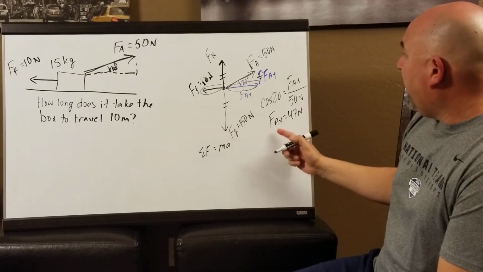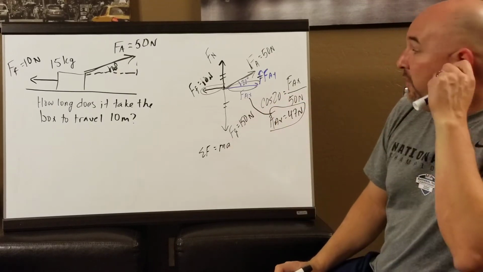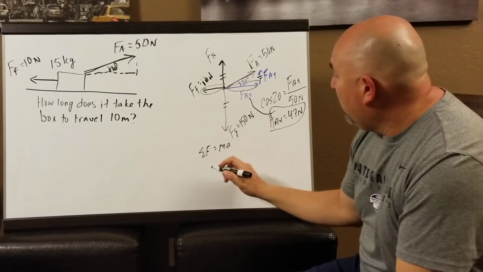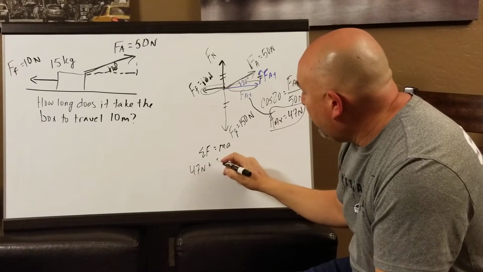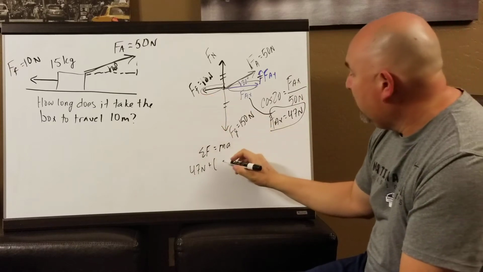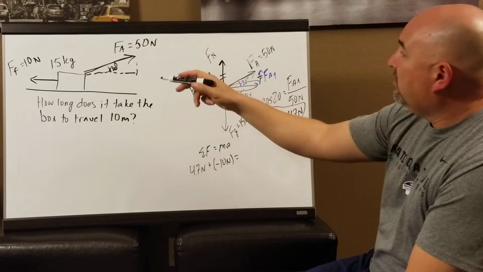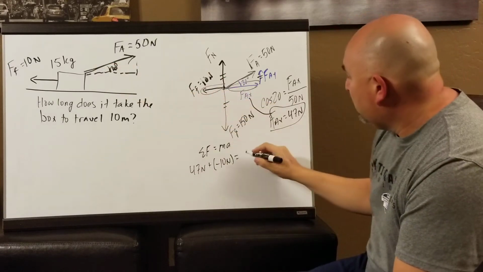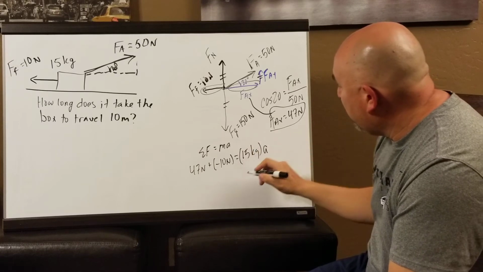So now I have my FAX being 47 newtons, that's right there. So now I can look at my sum of the forces, which is going to be 47 newtons, and I'm going to add that to a negative 10 because it's the opposite direction. And then my mass is going to be 15 kilograms. And then I want to solve for my acceleration.